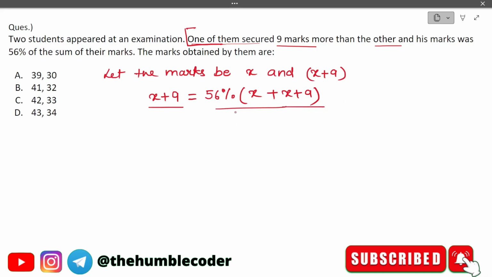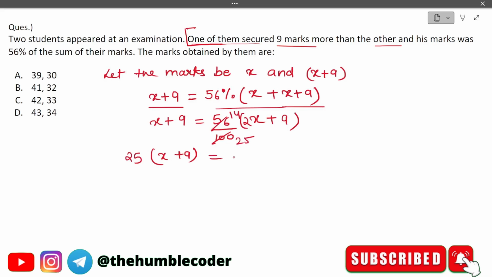By solving this equation we will find the value of x, and based on the value of x we will find the marks obtained by both of them. Let's try to solve it. So x plus 9 here, and then 56 upon 100, we will simplify it. If we cut it by 4, it is going to be 4 and 1 and 14, and here it will be 25. So this 25 will go there, and here we will have 14. This is our equation as of now.